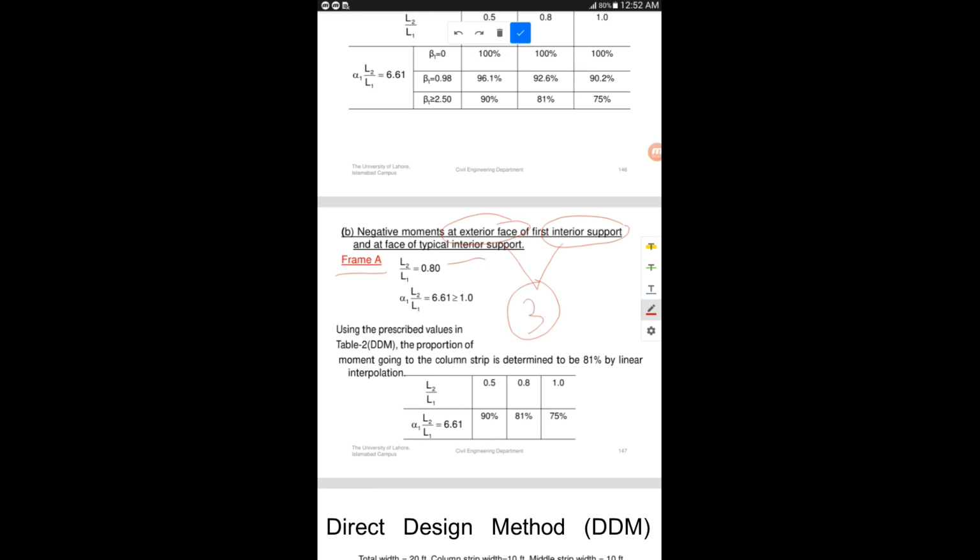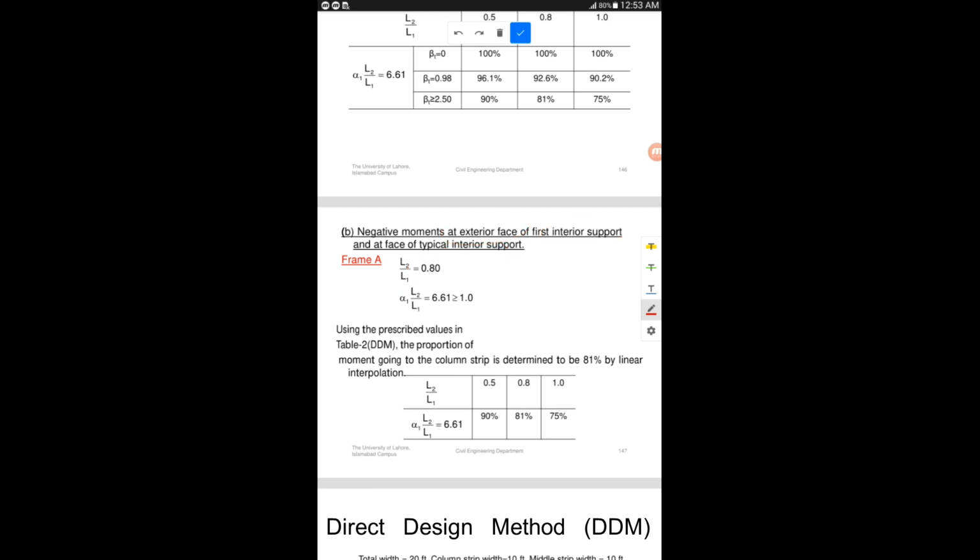Because I told you, the most difficult transverse distribution is only for location 1. For the rest of the locations, it's quite easy because beta t is not involved in those locations. So here you just need to find L2 over L1, the aspect ratio, this alpha into L2 over L1, because it's greater than 1. So you're just gonna highlight these values. Your alpha is greater than 1 and L2 over L1 is 0.8.